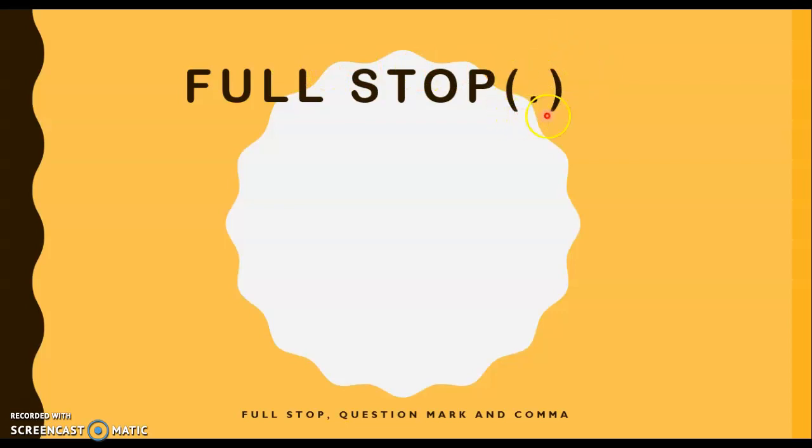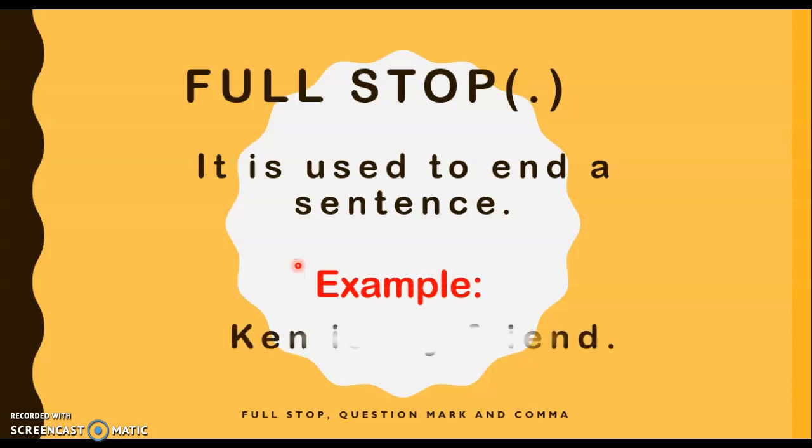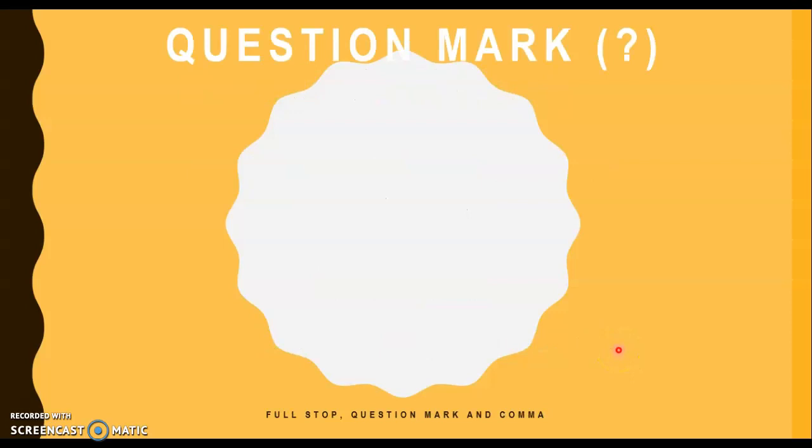From the last clip, we looked at the full stop and we identified the full stop by saying that it is a dot and it is used to end a sentence, or we place it at the end of sentences. Let's look at examples just to refresh our mind. Ken is my friend. Ken is my friend, and here is a full stop.